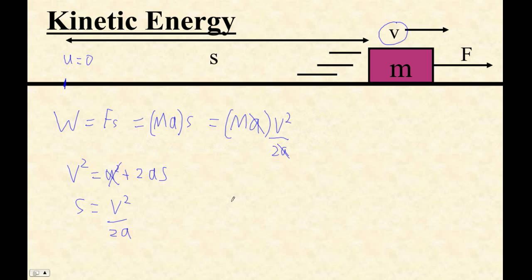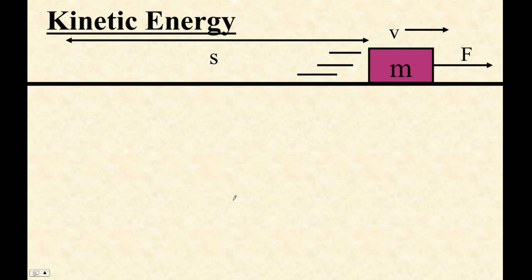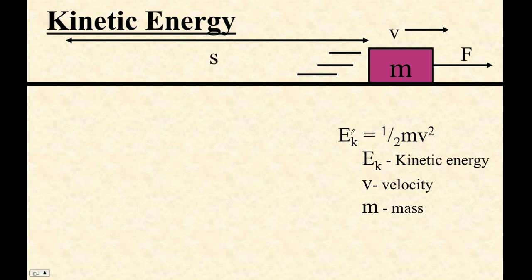Most people write it this way: kinetic energy is 1/2 mv squared. In fact, the book is going to write it this way. The rest of the world, this is the IB way of writing it. We just say KE is 1/2 mv squared, where v is the velocity in meters per second and mass is in kilograms. This will be kinetic energy in joules.